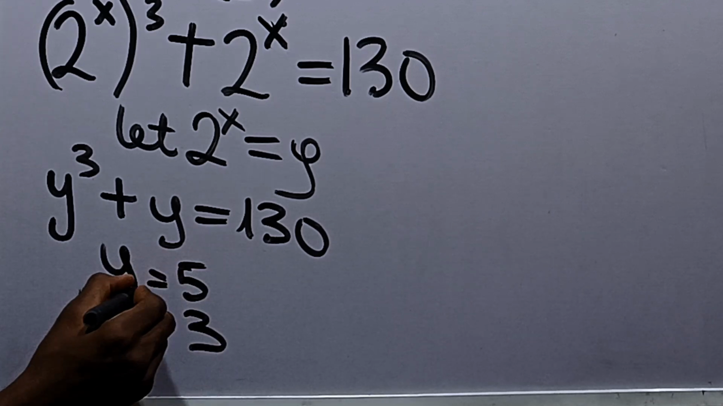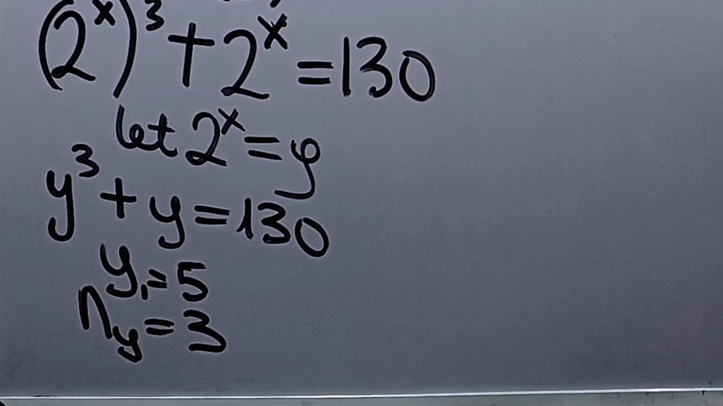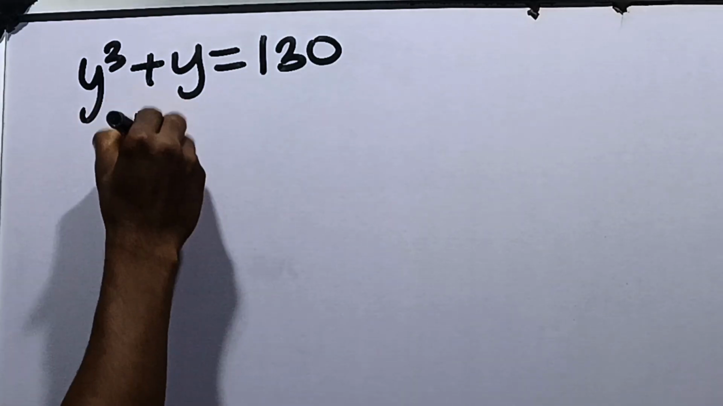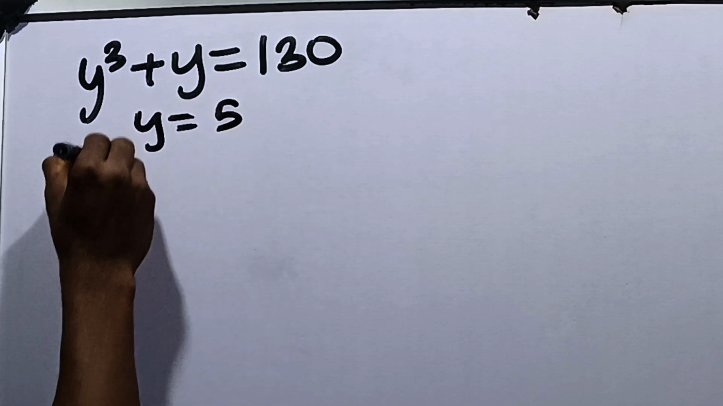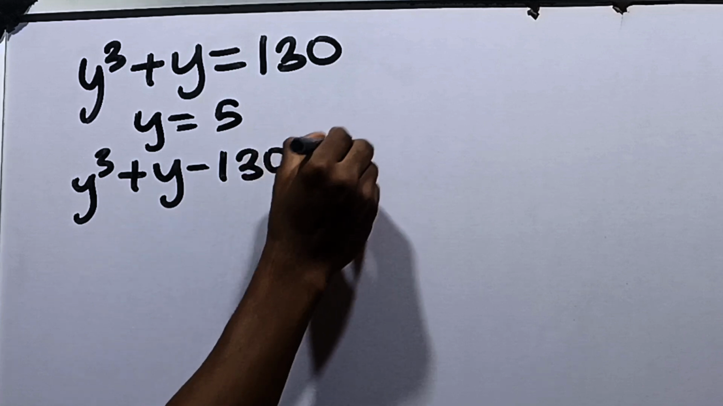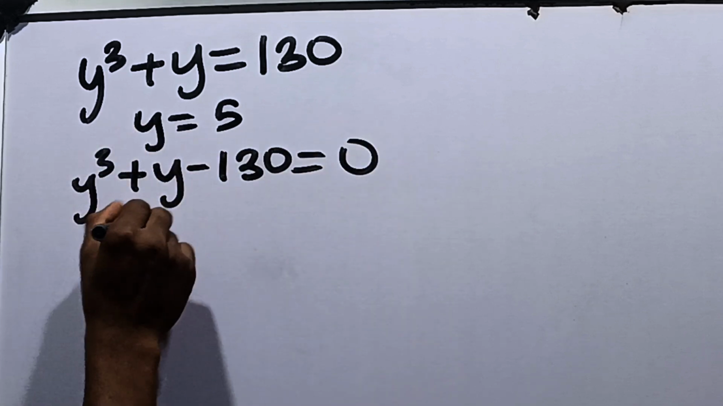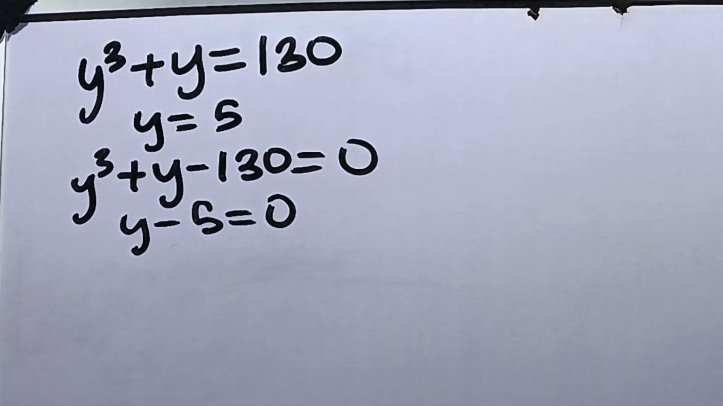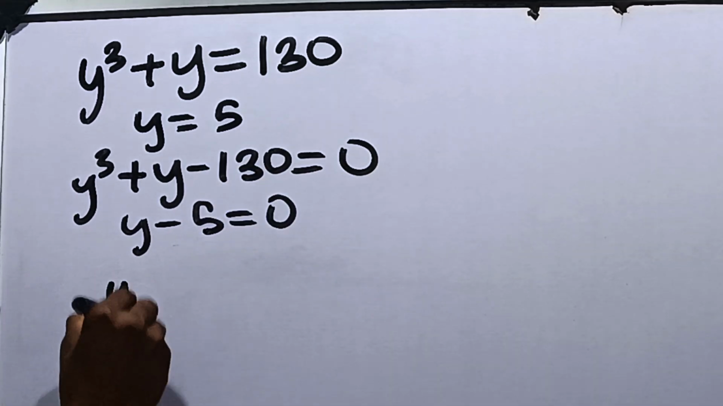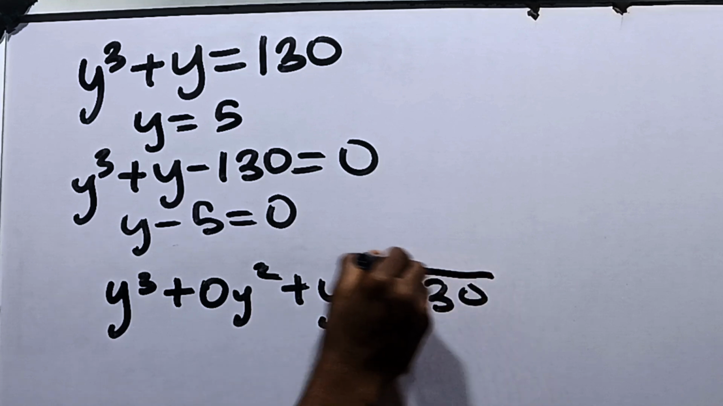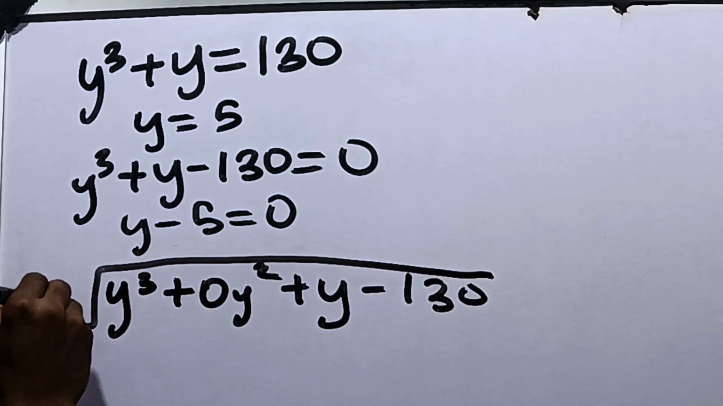Now we found the first one, so we can call this y1. Now let's find y2 and y3. Alright? Now moving on from here, record that y is equal to 5, okay? Now we can say that y cubed plus y minus 130 is equal to 0, okay? Now if y is equal to 5, it means that y minus 5 is equal to 0, okay? So now let's divide y cubed plus 0y squared plus y minus 130 by y minus 5.